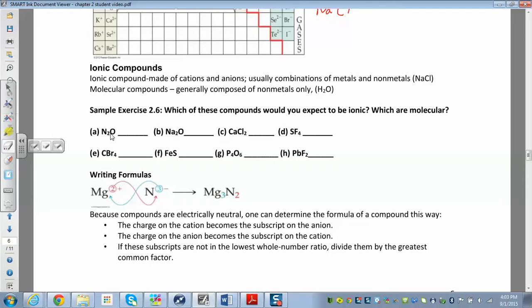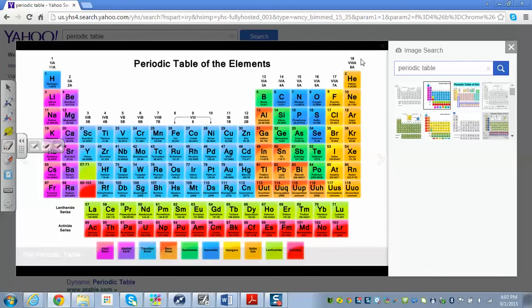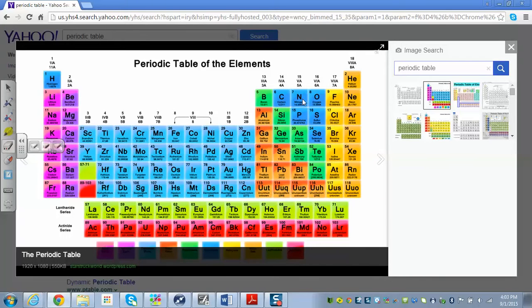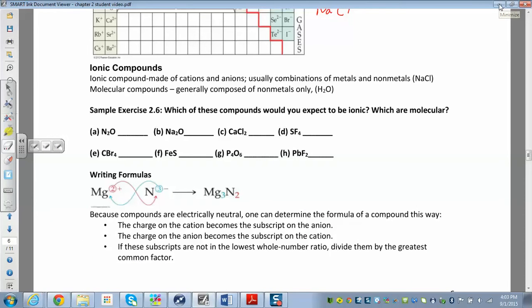So N2O, what are you going to have to do? You're going to have to try to figure out, is this a metal or a nonmetal? And right away, you might not know them cold. You have to look at the periodic table and you see, okay, N and O, they're both upstairs. So these are nonmetals. So if I have two nonmetals, then that would make that molecular. So this is a molecular formula here. N2O, that's a molecular compound.